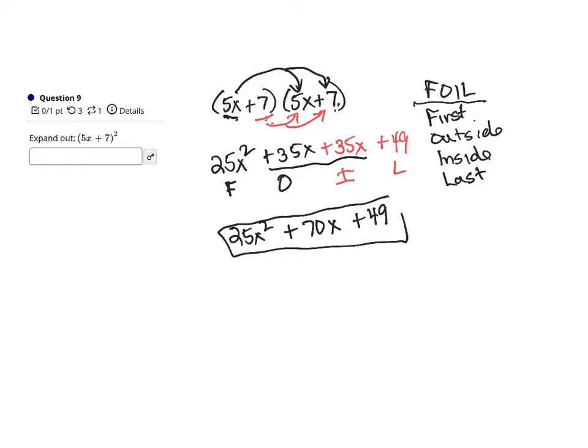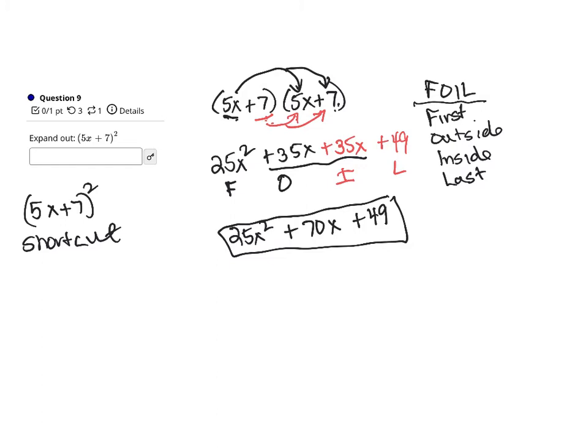That is our answer. Now, there is a shortcut that you can do for this. You don't have to do it, but I'm going to show you just in case you want to see it. This is the shortcut. And you've got a lot to remember. So if you can't remember, just do the FOIL because that's for every binomial, it will work.